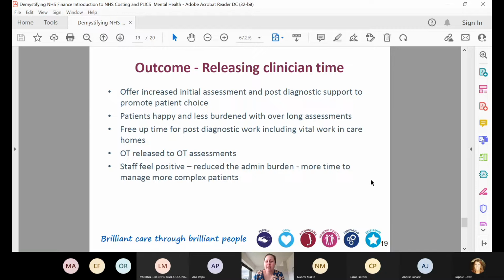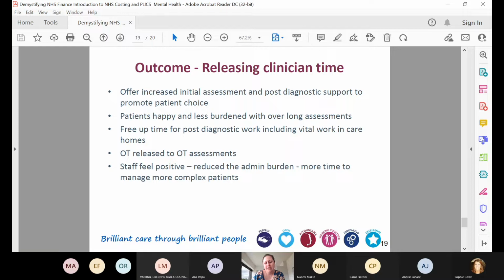So by offering increased initial assessments, because our assessments were now shorter, offering post-diagnostic support, we were promoting our patient choice. Our patients then felt happy and less burdened. So we were able to free up time for the post-diagnostic work, which then supported our local care homes and helped to improve the health input there. Our OTs were released to do their OT assessments and staff felt positive. There was much more time for them to spend with the more complex patients.